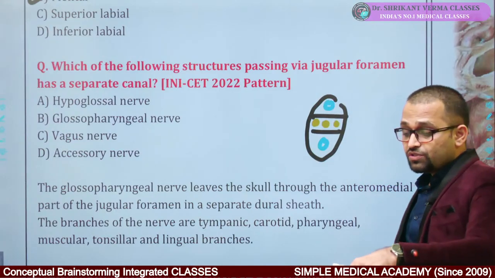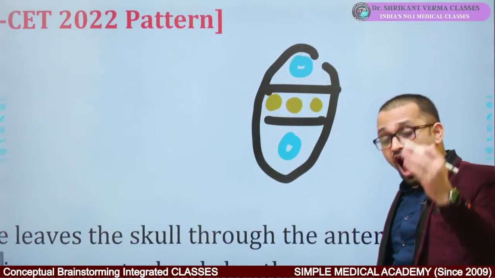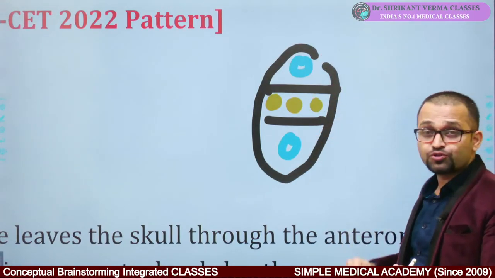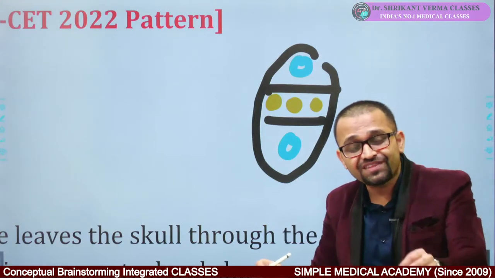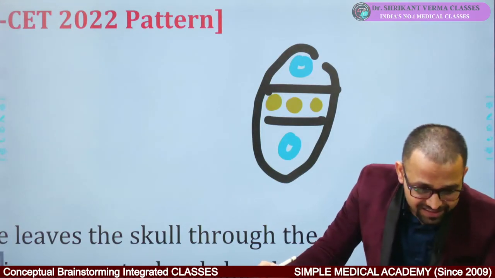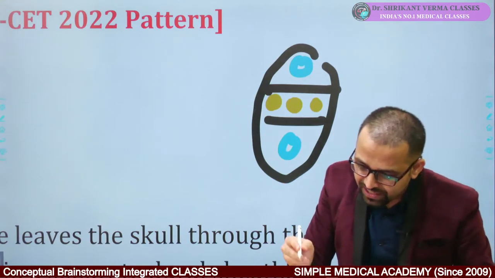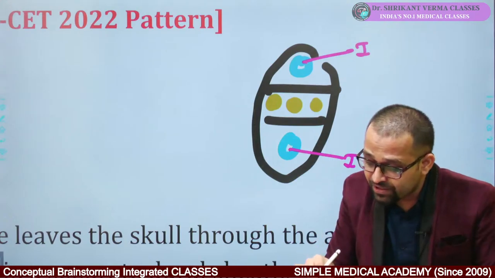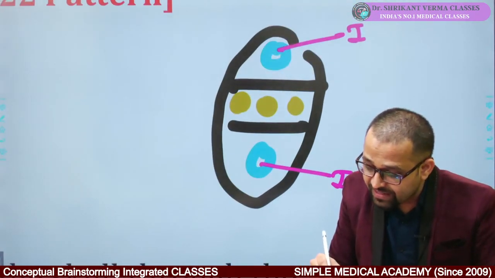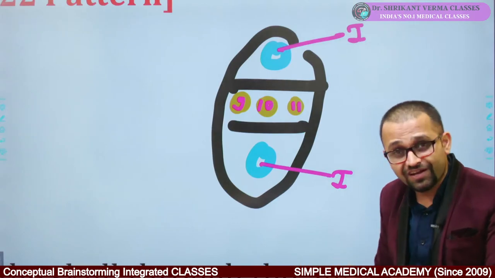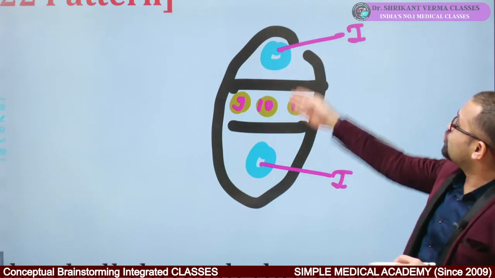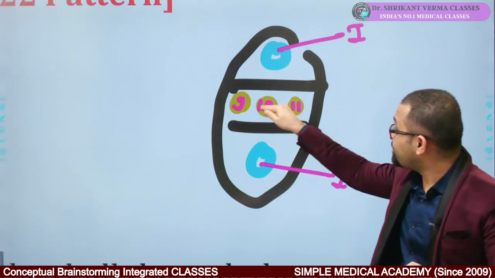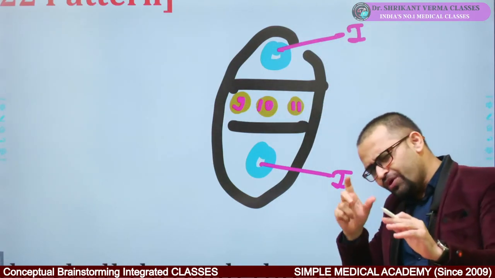This is the image of the jugular foramen. How many parts does the jugular foramen have? Sir, three parts: anterior, middle and posterior. One funny mnemonic, like a poem or a song, we use to remember it. Try to understand. This anterior one is I, this posterior one is I, and in between them there are our 9, 10, 11 cranial nerves. So how to remember? Jugular foramen, what are the structures? Front I, back I, in the middle 9, 10, 11. Our one poem-like structure.